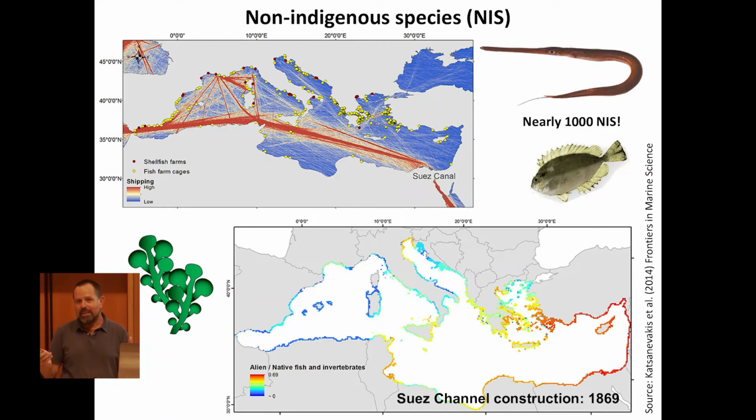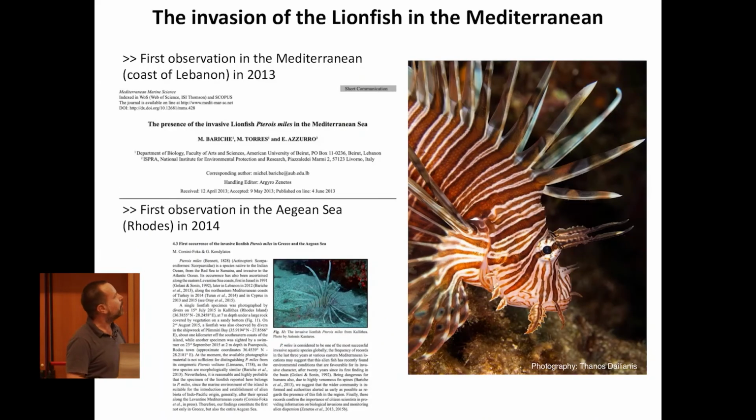So non-indigenous species have actually replaced the local fauna and flora, and this has already happened. It's not something that we expect in the future. I will close with the example of an invasion, the invasion of the lionfish, which is a quite impressive fish of tropical origin.